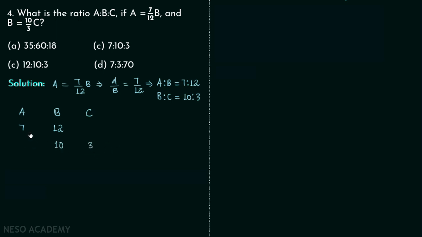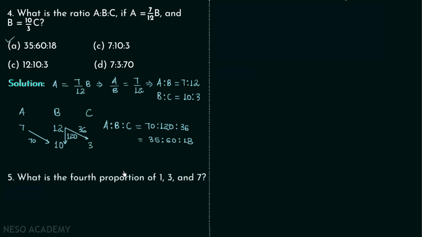Now we will perform the multiplication. We will multiply 7 by 10 giving us 70. We will multiply 12 by 10 giving us 120, and we will multiply 12 by 3 giving us 36. So A:B:C is equal to 70:120:36. This is not the final answer. We have a common factor 2. When you remove the common factor 2, you will have 35:60:18. When you focus on the given options, you will find option A is the correct option.